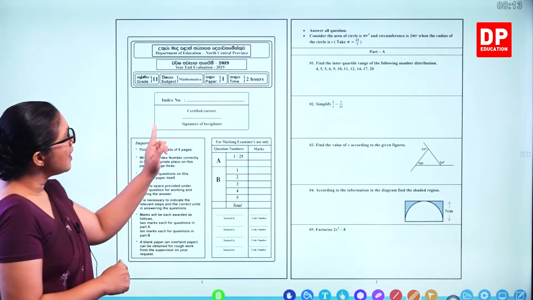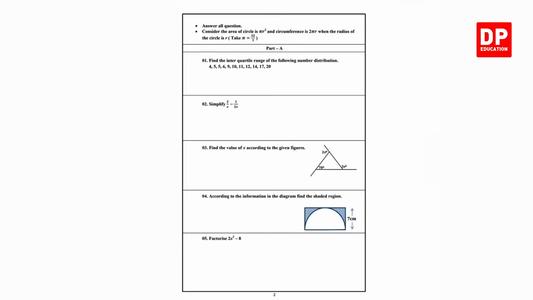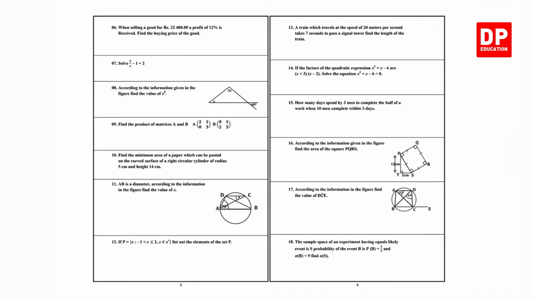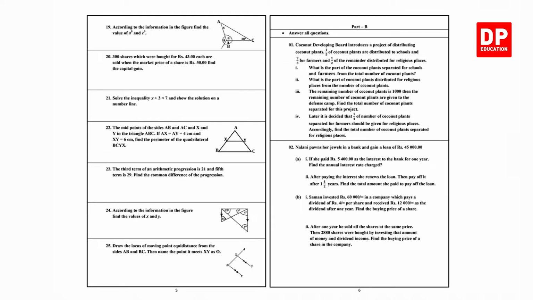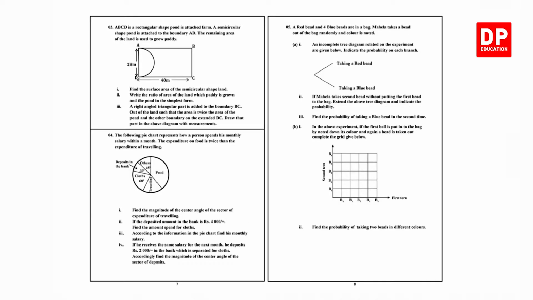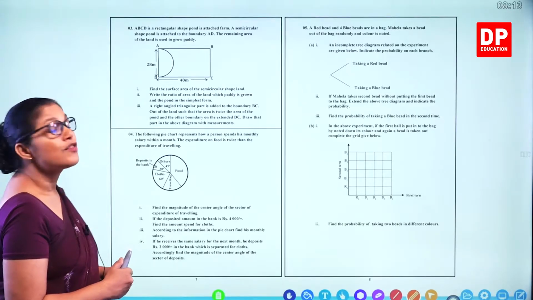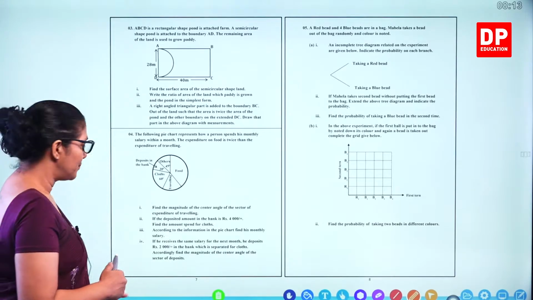Let's take the first page. In Part A, you get questions 1 to 5. The next page has questions 6 to 12. The third page has 13 to 18. The fourth page has 19 to 25. Then you get Part B, questions 1 and 2. Next you get questions 3 and 4, and the last page has question number 5. So let's do paper 1 now.